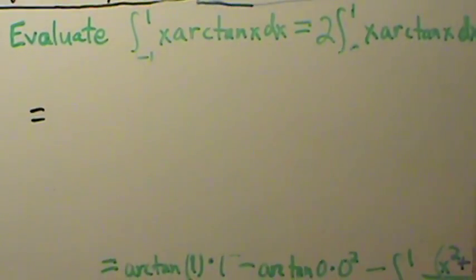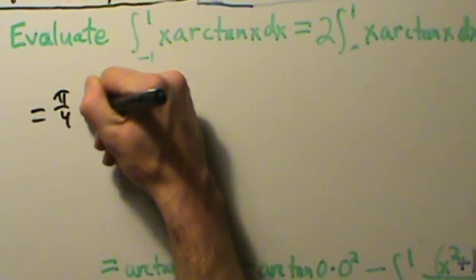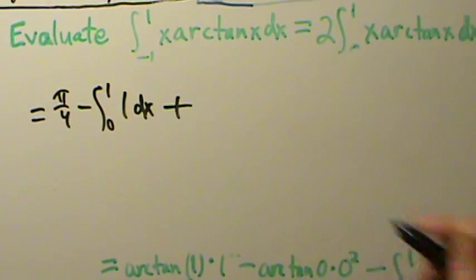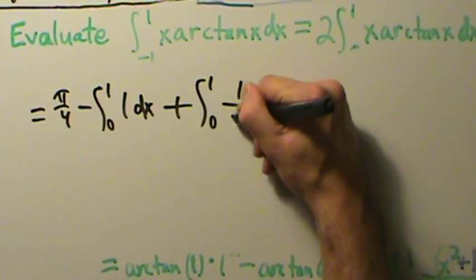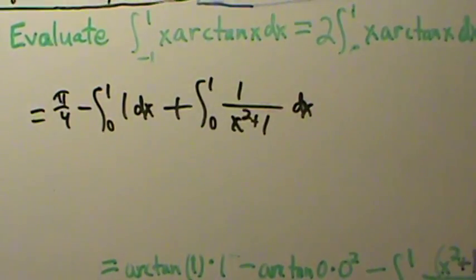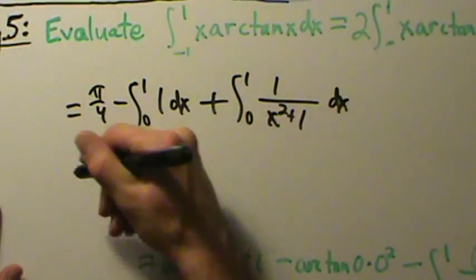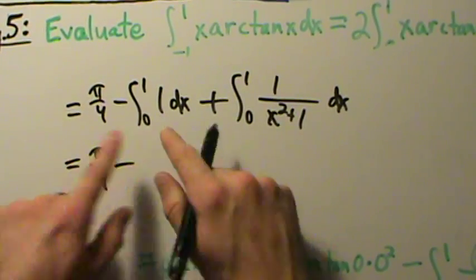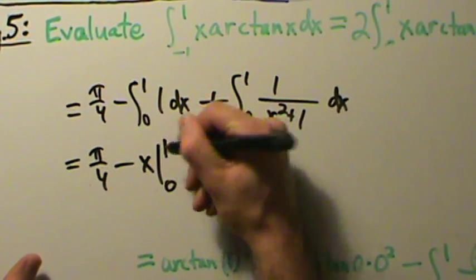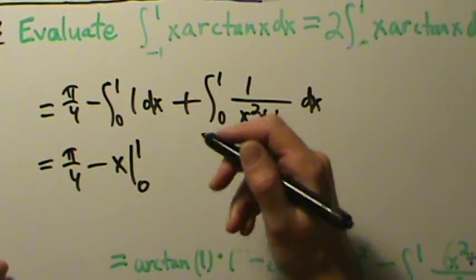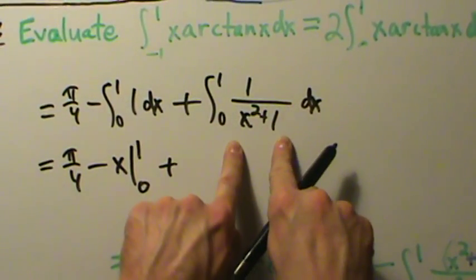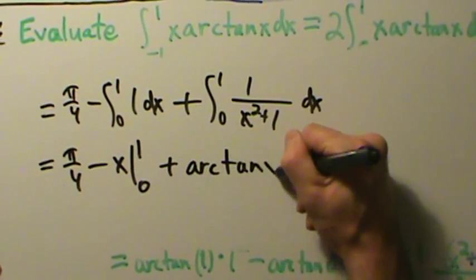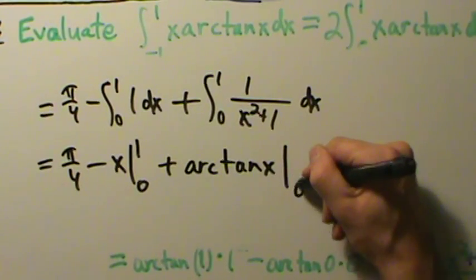So what we ended up with was pi over 4 minus the integral from 0 to 1 of 1 dx, and then plus the integral from 0 to 1 of 1 over x squared plus 1 dx. Now these are easier to integrate, right? So pi over 4 minus, if we integrate 1, we just get x, and remember, we're evaluating that from 0 to 1. And then plus, if we integrate 1 over x squared plus 1, that's just the arctangent. Keep that formula in mind for sure. So that's the arctangent of x, and we're evaluating from 0 to 1.